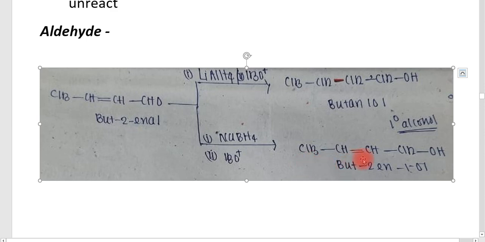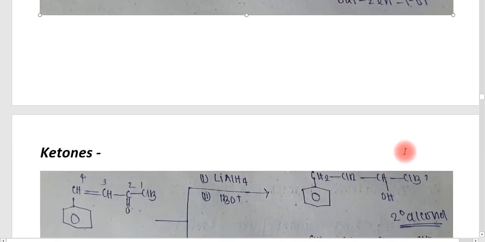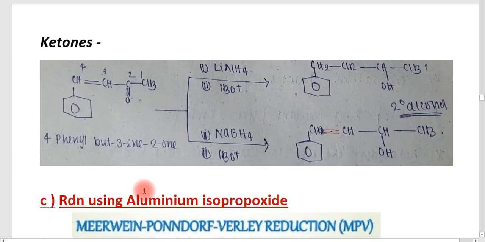CH3CH=CHCH2OH. That is an example for an aldehyde. The same thing can be explained using a ketone also. Here the ketone is given as 4-phenylbut-3-en-2-one. The double bond is seen at the third position by your numbering from here: 1, 2, 3, 4.